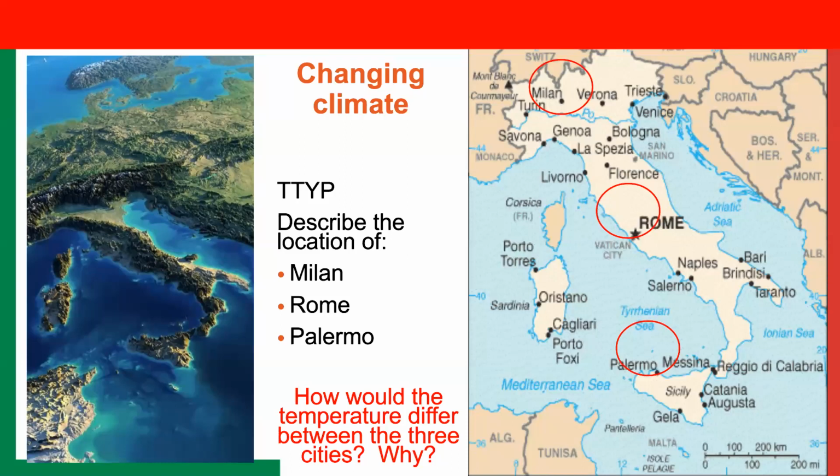We're going to have a look at the changing climate. I want you to have a think about the difference between these three areas in Italy. So we've got Milan, we've got Rome, and we've got Palermo. So we want to have a look at the change in climate. How might the temperature differ between these three cities and why? I'm going to give you a few moments just to have a think about that. If you need some more time, you can pause the video.